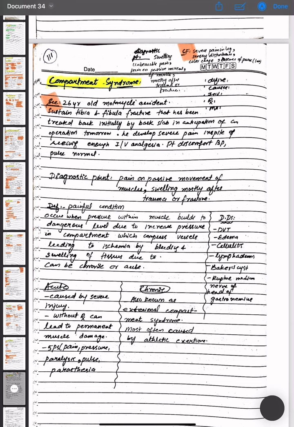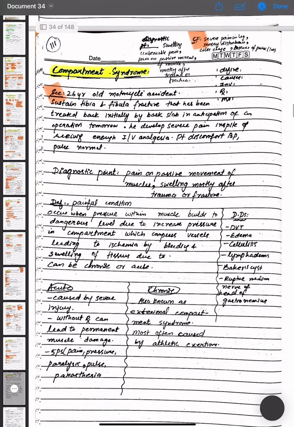He developed severe pain in spite of receiving enough intravenous analgesia. The patient is uncomfortable, but BP and pulse are normal. So, what are the diagnostic points in this scenario? These are pain on passive movement of muscles, and swelling, mostly after trauma or fracture.